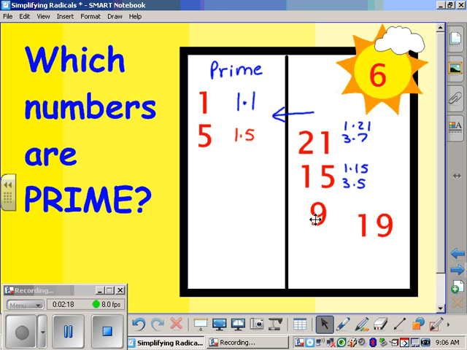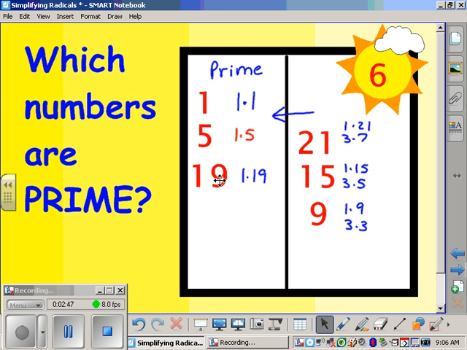What about the number 9? 9 has 1 and 9 as well as 3. So it actually has 3 factors. And again, to be prime, it can only have 2. So we'll leave it on the right side with the composite numbers. And the last one is 19. 19 would be prime because again, it only has 2 factors, 1 and itself.